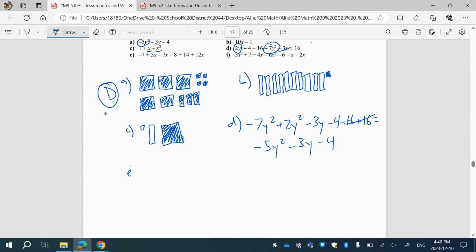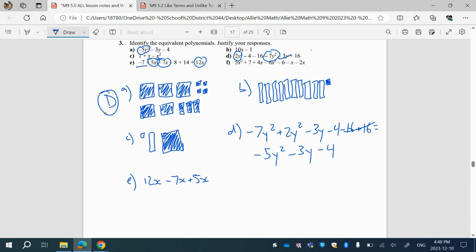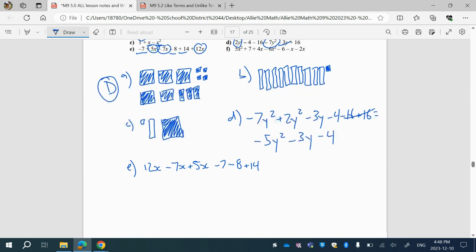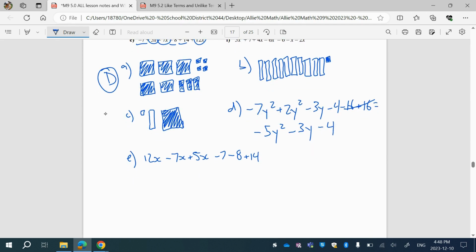Let's do E. Let's gather our like terms. We've got a 12x, we've got a negative 7x, and we've got a positive 5x. So let's go 12x, subtract 7x, plus 5x. And then we have our negative 7, negative 8, a positive 14. So let's go subtract 7, subtract 8, plus 14. And now let's just add these up. I'm going to add it up over here.